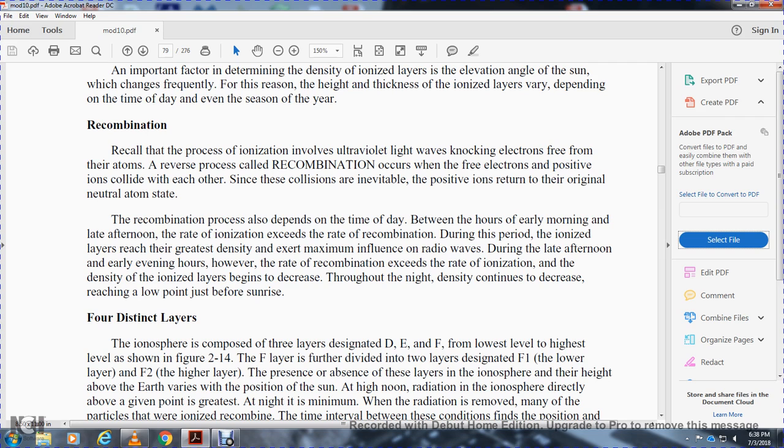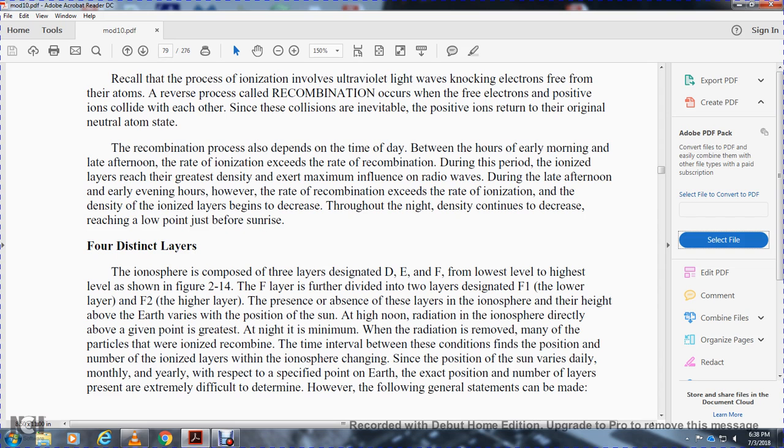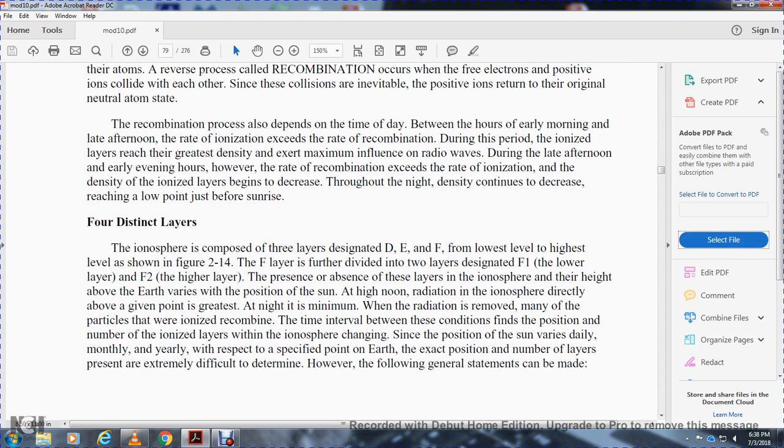The recombination process also depends on the time of day. Between the hours of early morning and late afternoon, the rate of ionization exceeds the rate of recombination. The ionized layers reach their greatest density, with maximum influence on radio waves, during late afternoon and early evening hours. However, when the rate of recombination exceeds the rate of ionization, the density of the ionized layers begins to decrease throughout the night, reaching low points just before sunrise.